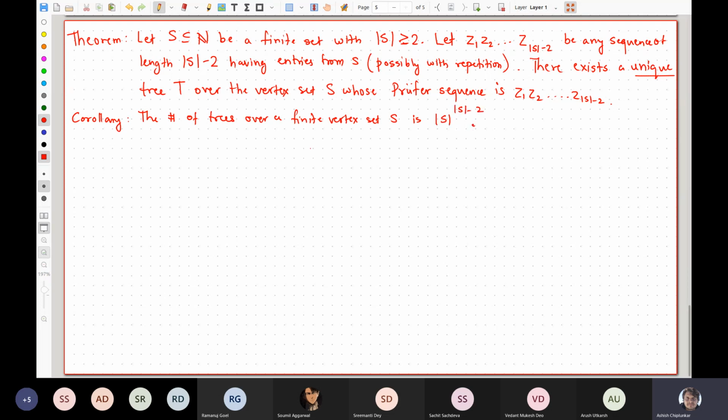Again, remember, S being a subset of N is not super critical. As long as you are working with some fixed order on the set S, everything is fine. Which is why in this corollary I didn't say that S is a subset of N. S is any finite set. The number of trees over that finite set is size of S to the power size of S minus 2. Except that in order to define the Prüfer sequence, you will have to first fix an order over S if S is some arbitrary set.